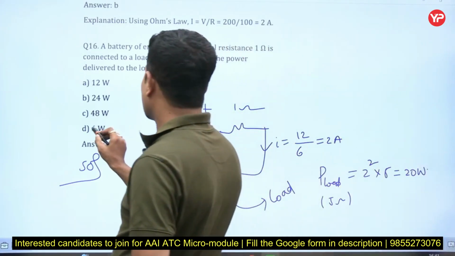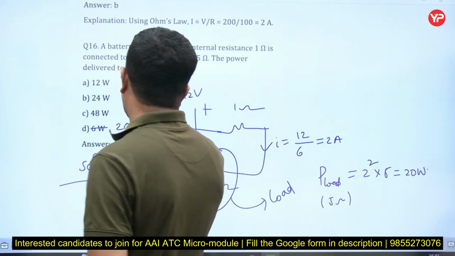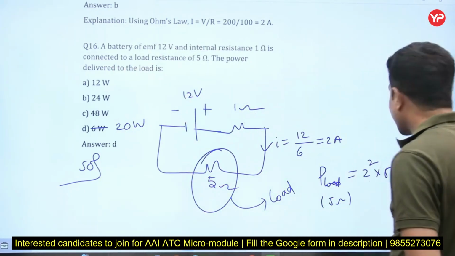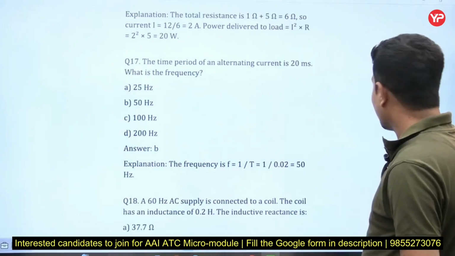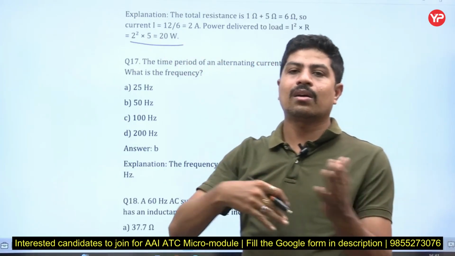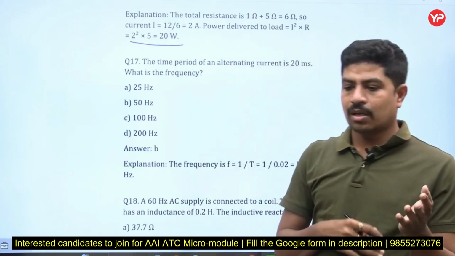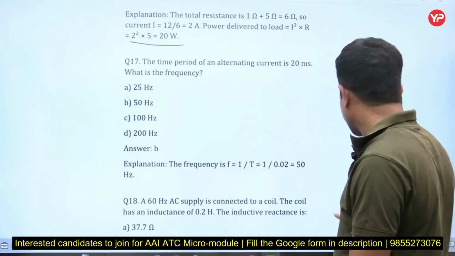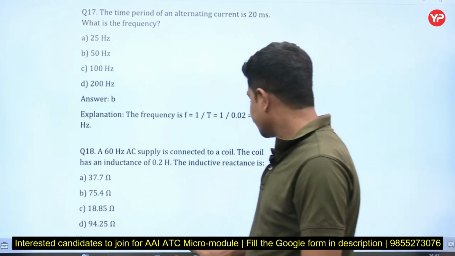Yes, make it as option D, 20 watts. Our explanation is perfectly correct. It is option D. Yes, it is 20 watts, right? Here also the same is there, but the options are, I think, clubbed here and there. Don't see the options, but the explanation is perfect. You can see here, right?